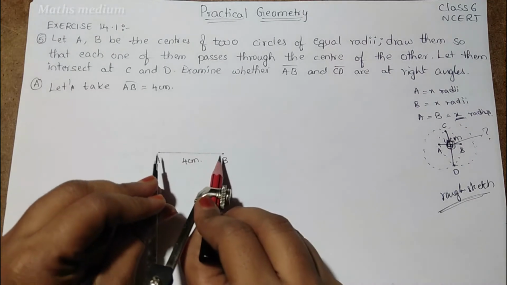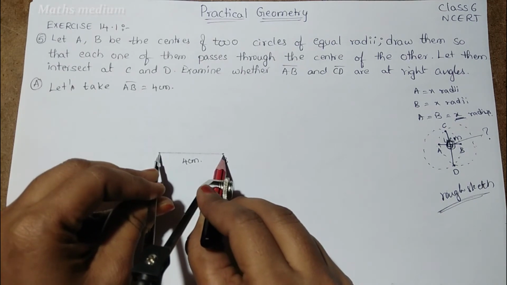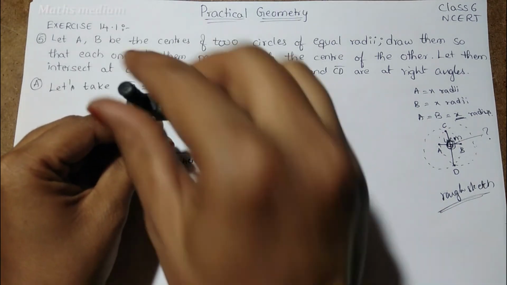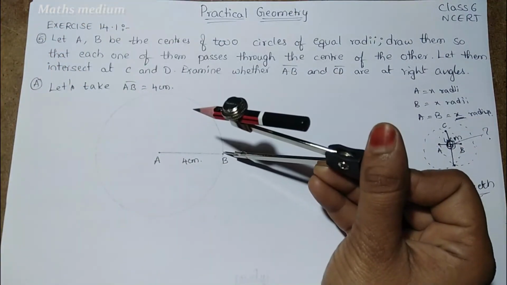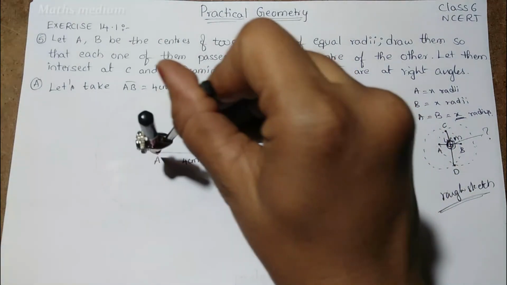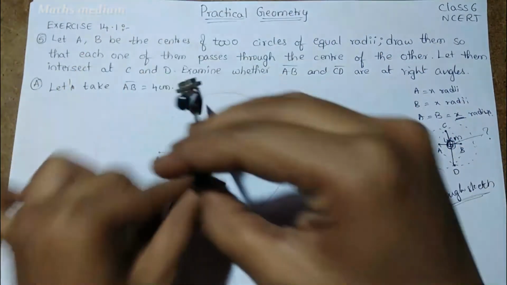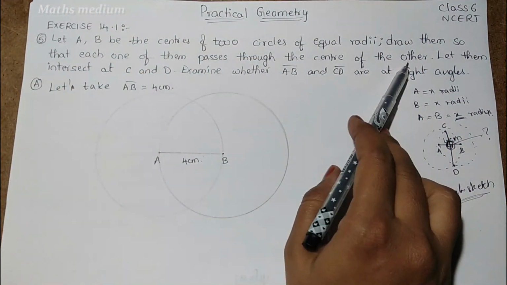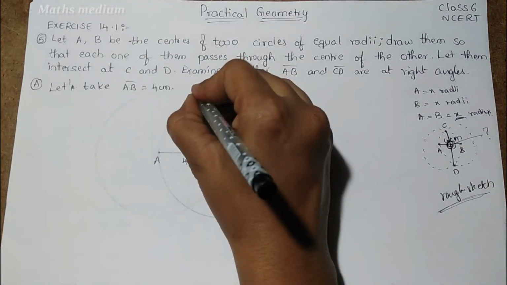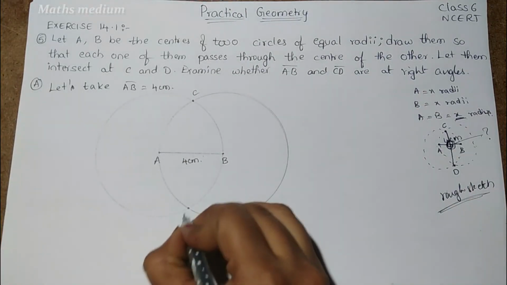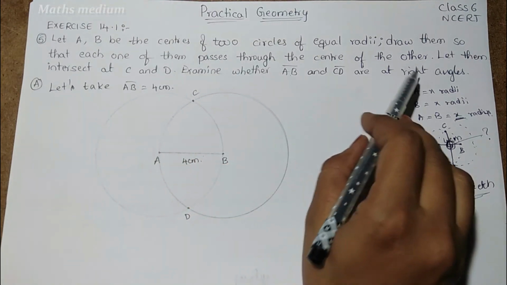Take the compass with this. So this is B. Now I am drawing a circle with A as the center. Similarly, from B as the center, I am drawing another circle like this. Now we got up to here. Let them intersect at C and D. As per the rough sketch, this is C and this is D. Examine whether AB bar and CD bar are at right angles.